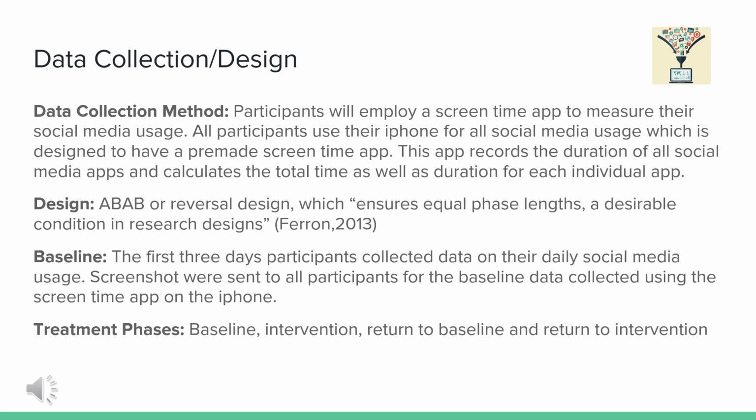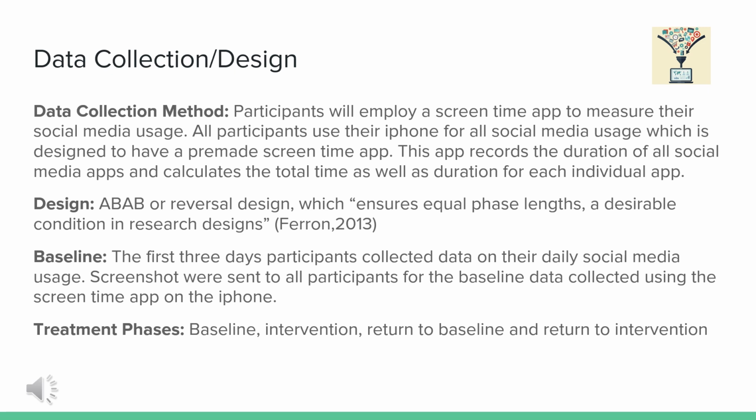This replication project consists of 5 graduate students between the ages of 27 and 34 who live in the eastern region of the United States. We use the Screen Time app to measure social media using applications such as Twitter, Facebook, Instagram, TikTok, and Snapchat. We used our iPhones for all social media and made use of a pre-made Screen Time app. This app recorded the duration of all social media apps and calculated the total time and duration for each.